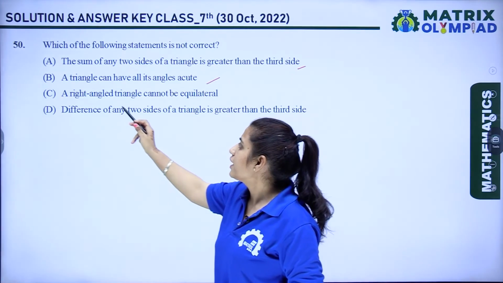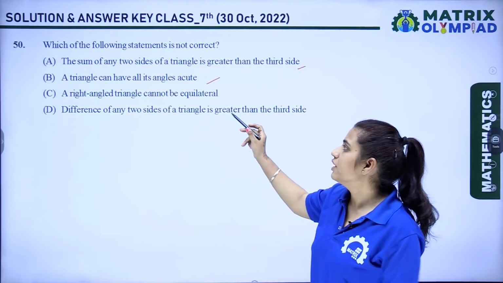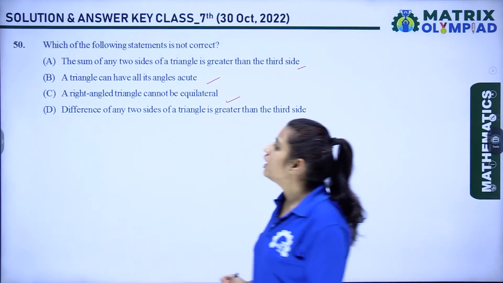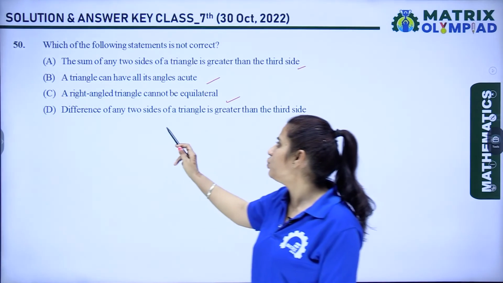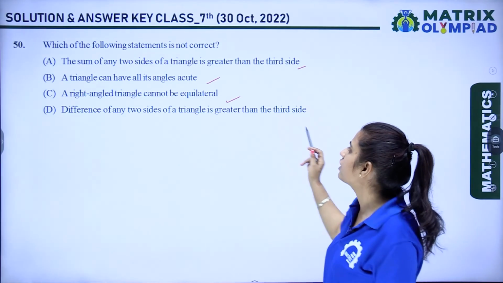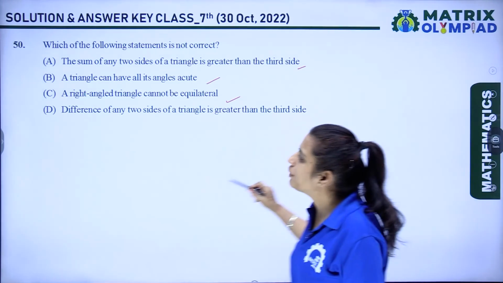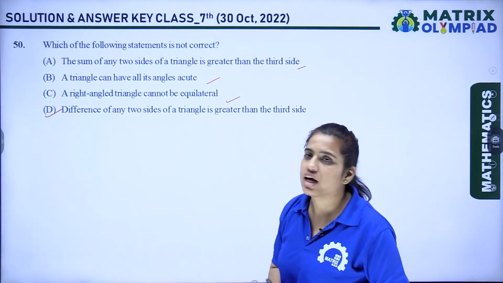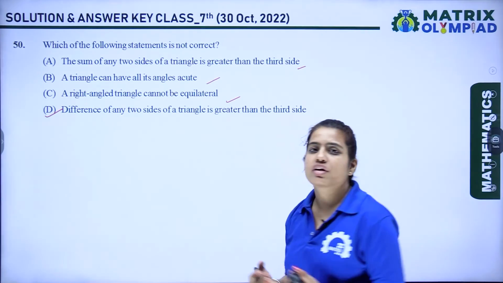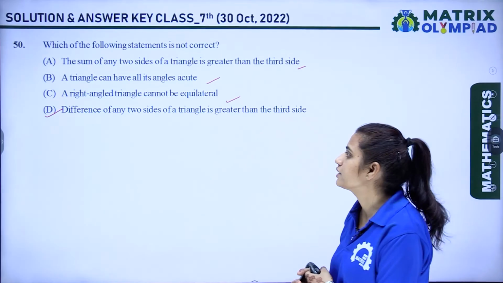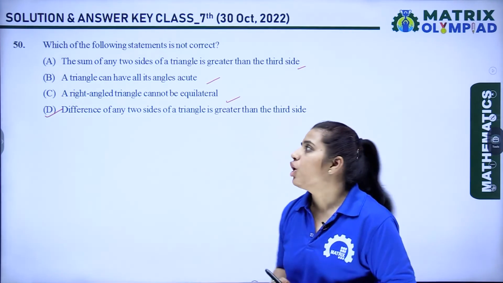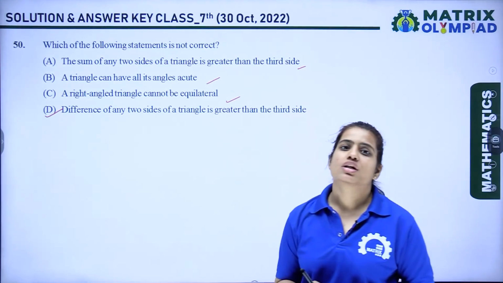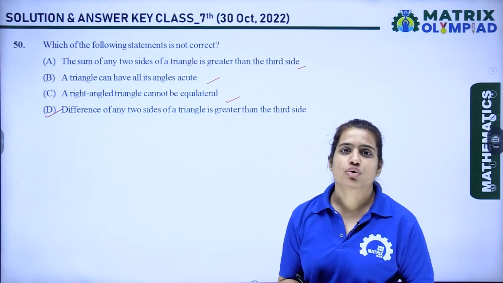Option C is a right angled triangle cannot be equilateral. Yes, this third option is also correct. The last option is difference of any two sides of a triangle is greater than the third side. No, this statement is not correct. So we can say that option D is the correct answer, as the difference of two sides of a triangle is smaller than the third side. So here option D is the correct answer. I hope you all understood the solution of part 4.